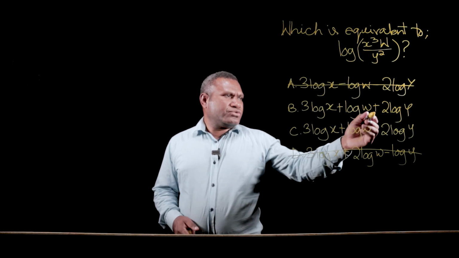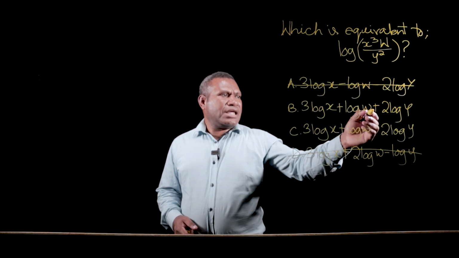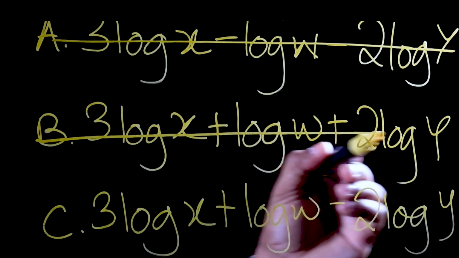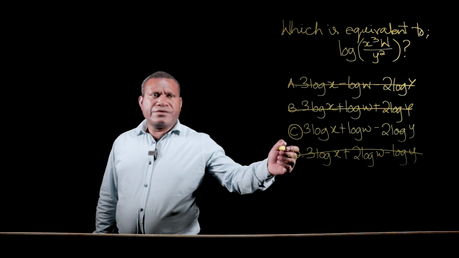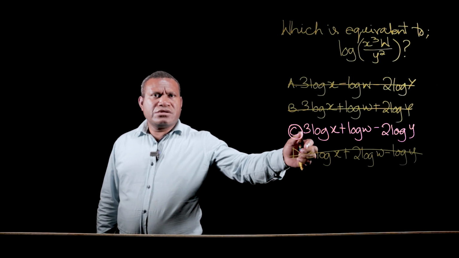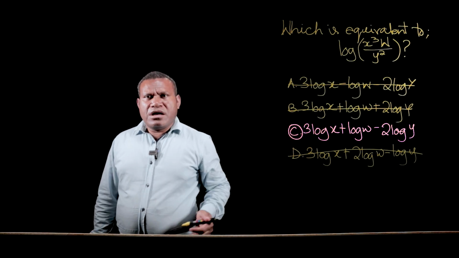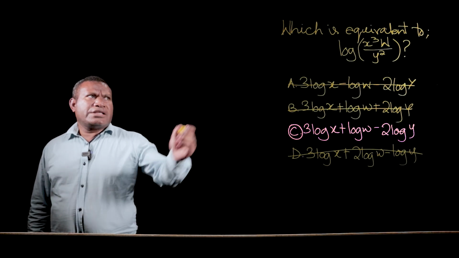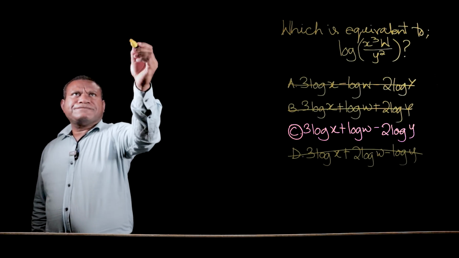So let's check these two. Here I've got a plus and I've got a minus, so I can see that option B can be cancelled out. The most correct answer will be C, according to logical reasoning. But we have to prove it using the knowledge, so let's write the log expression.